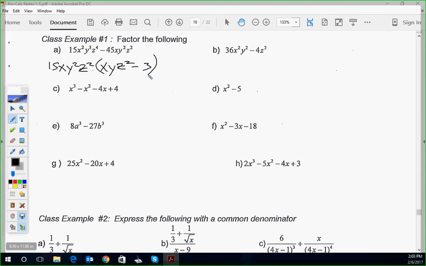Okay. You know the difference of squares, okay? It's the same thing, just understanding what's going on. We got 36, that's a perfect square, x squared is a perfect square, y squared is a perfect square, 4 is a perfect square, z squared is a perfect square. So they're all perfect squares, so it works for difference of squares. So it's simply going to be, square root of 36 is 6x, y, minus 2, z, 6x, y, plus 2z.